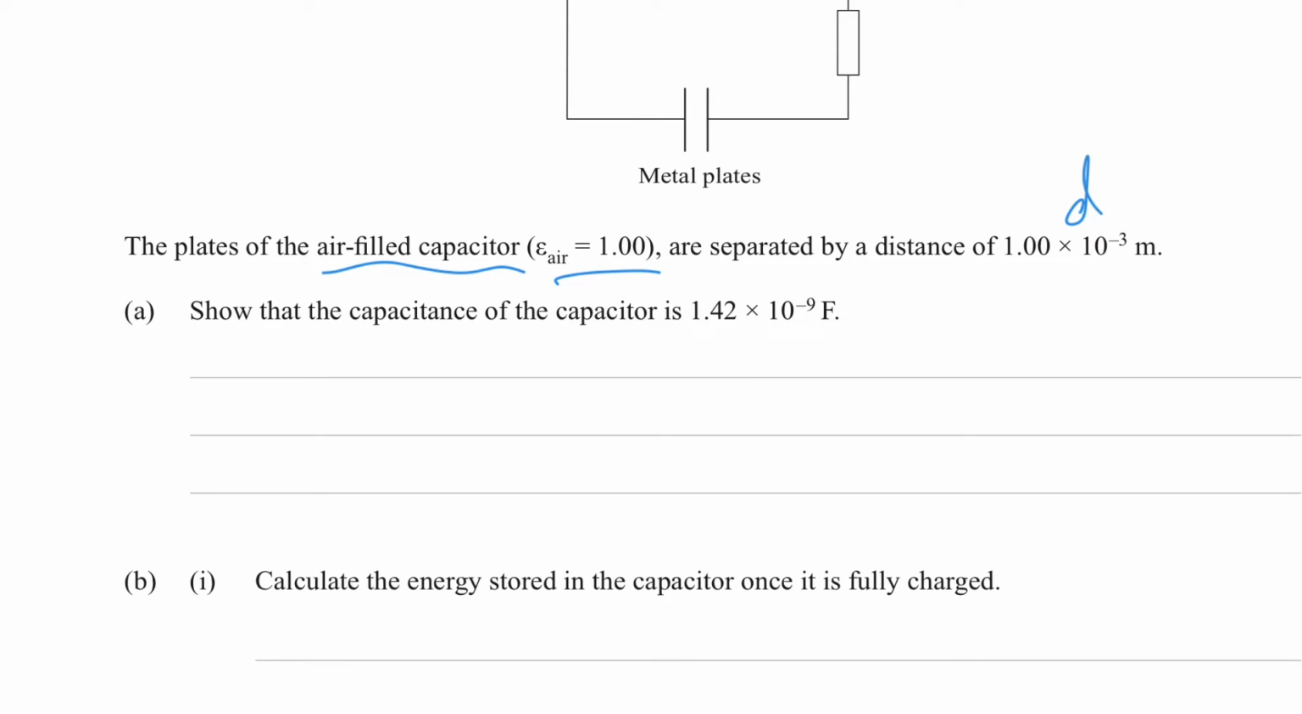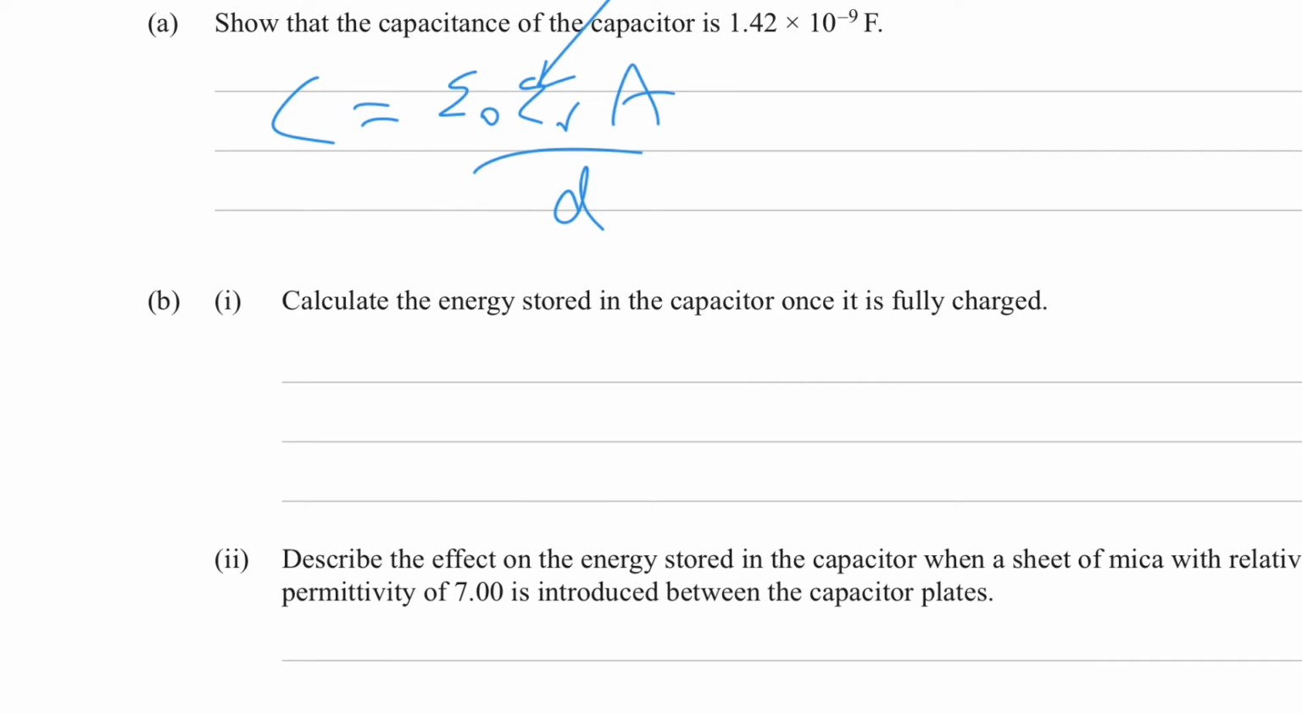Show the capacitance of the capacitor is 1.42 times 10 to the negative 9, so C equals epsilon naught, epsilon R area divided by D. Just plug your numbers in. Epsilon R is 1.00 from there. You're given all the other values. Epsilon naught will be in your resource, the absolute permittivity of free space. And you should get that value, which you'll probably have to use later, because again, it's a show question.